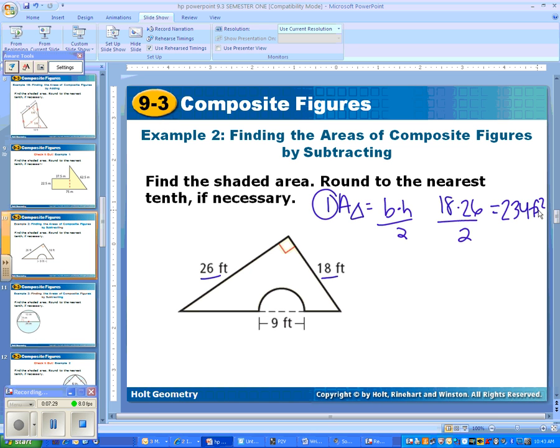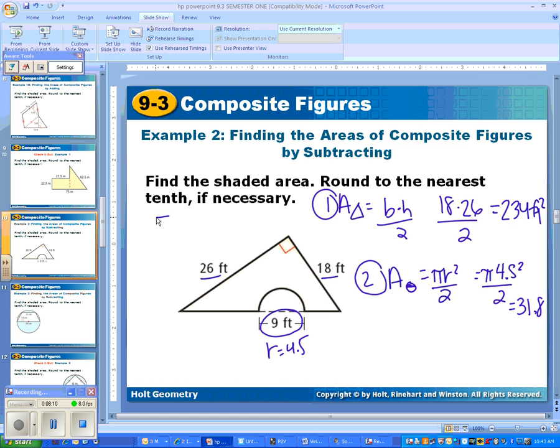So that would be the area of this whole triangle if we didn't have this half circle taken out of it. So the second thing you could do is find the area of this semicircle. I'm only shading half of it. So we know that that's pi r squared divided by 2. And 9 represents the diameter, so the radius is going to be 4.5. So now we're going to use pi times 4.5 squared divided by 2. And 4.5 squared is 20.25 times pi is 63.6, divided by 2 is 31.8. So we get about 31.8.